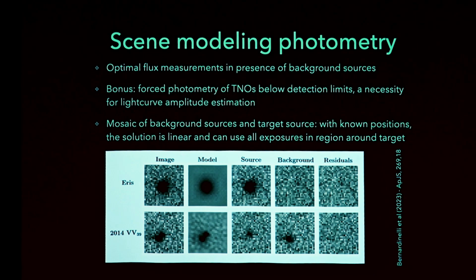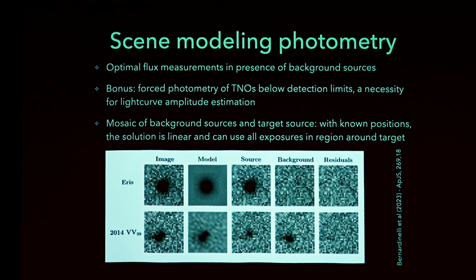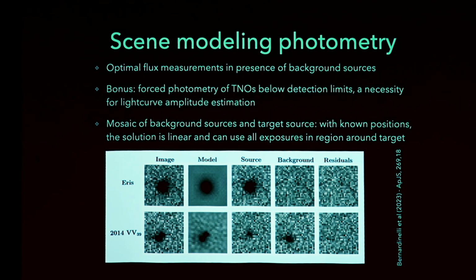And because we can't target our objects, we're seeing them serendipitously, we have to work a little bit harder than the typical survey to measure fluxes. So we came up with this technique called scene model photometry. This is something that has been used for years now in the supernova community.